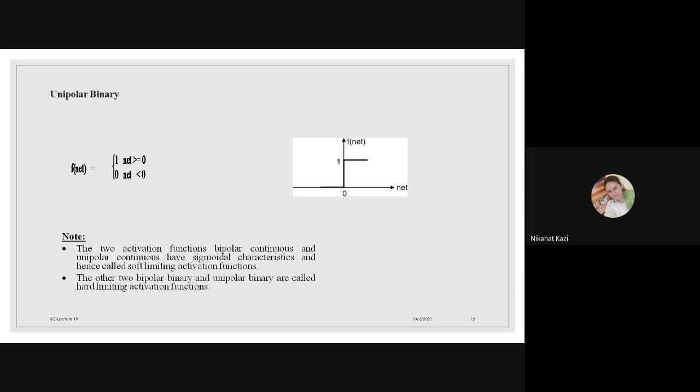These two functions are called soft limiting functions. The sigmoid functions are called soft limiting activation functions because you have a range of values between those limits. You don't have hard values like 0, 1 values. And the other two functions are called hard limiting activation functions, because they are thresholding the values to either 1 or 0, minus 1 or plus 1. Thresholding is done.